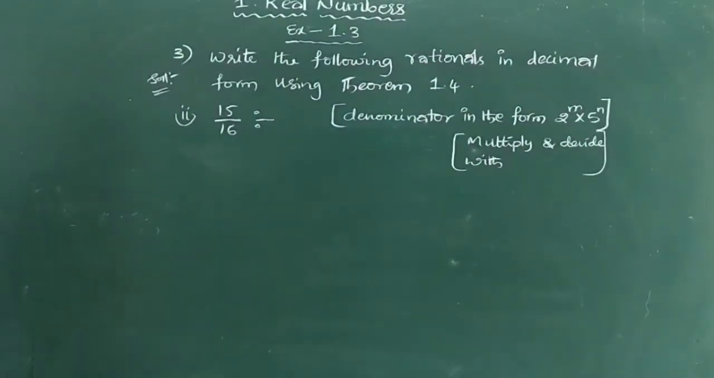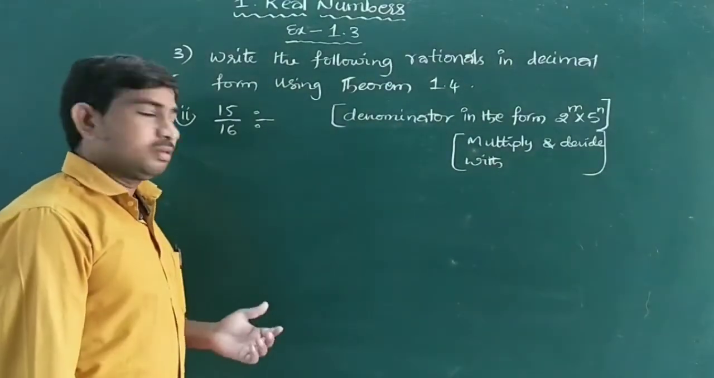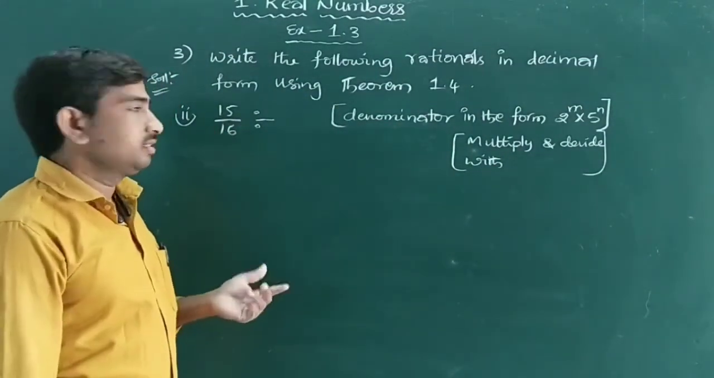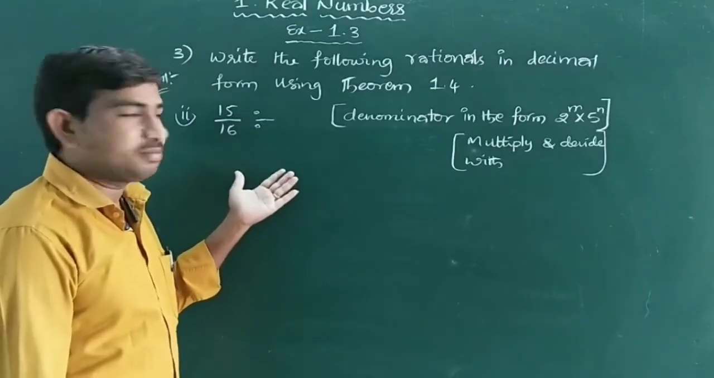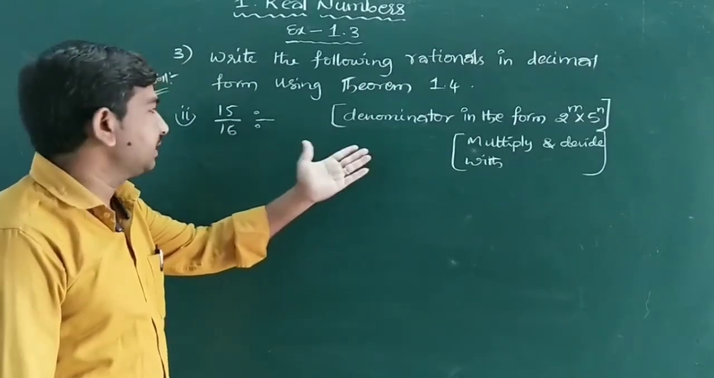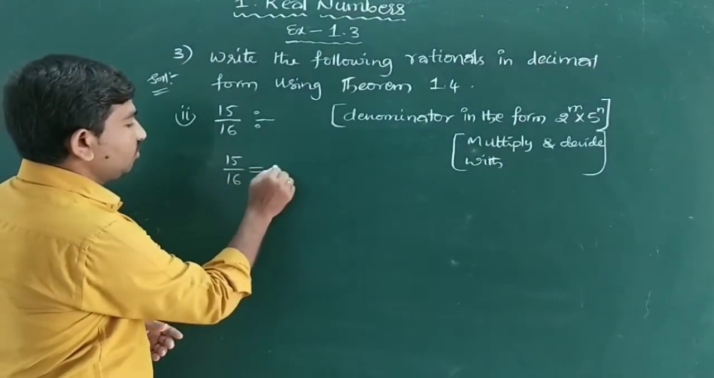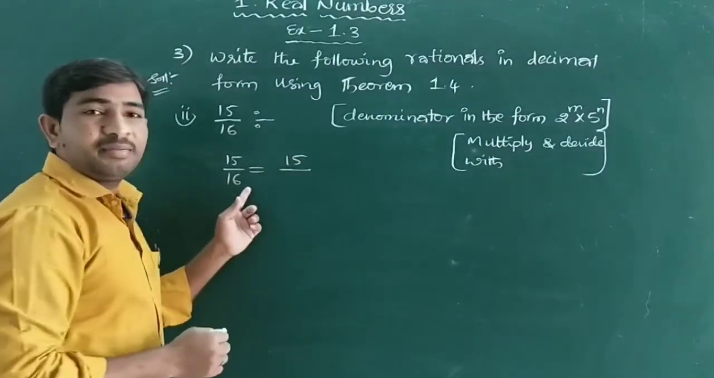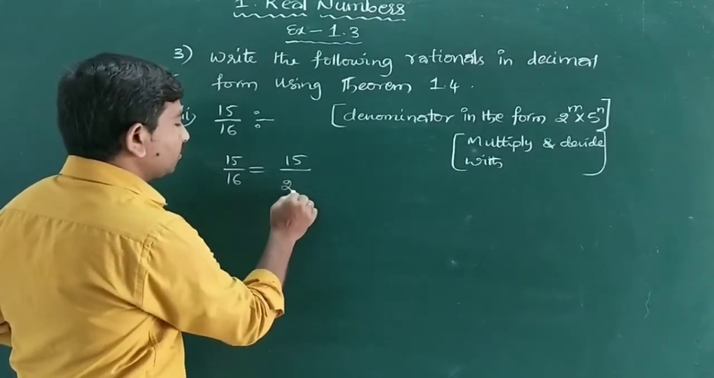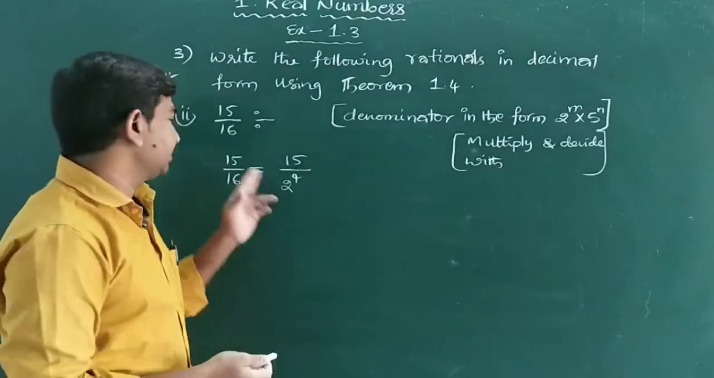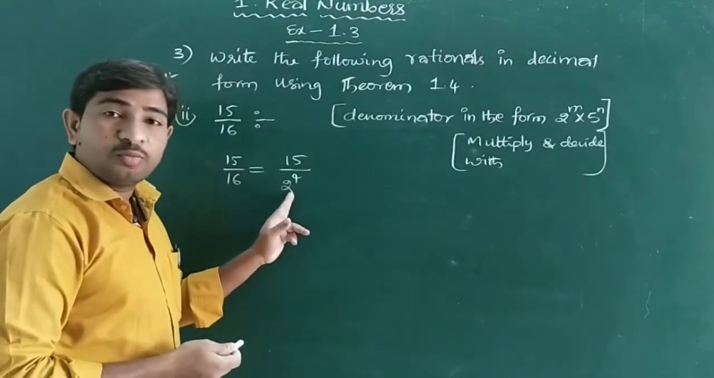Next problem: 15 by 16. We have to write the decimal form for this by using Theorem 1.4, same as this. Listen. 15 by 16: 16 can be written as 2 power 4, by prime factorization.